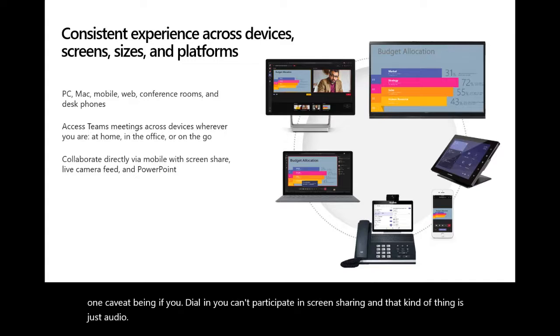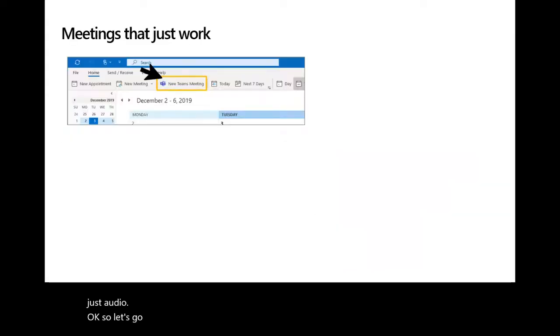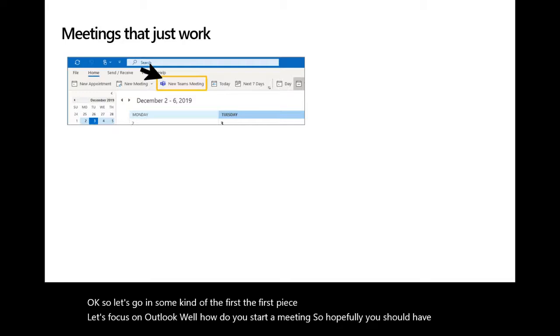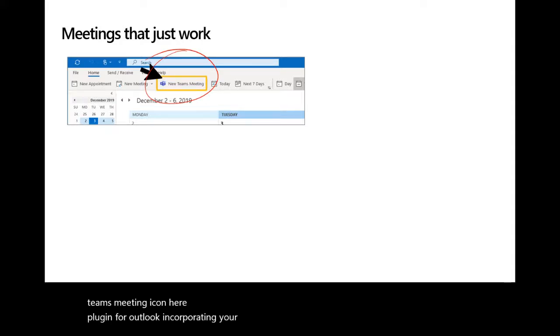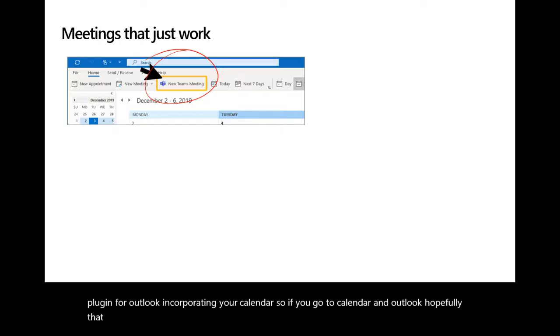Okay, so let's go in the first piece. Let's focus on Outlook. How do you start a meeting? Hopefully you should have this Teams meeting icon here, plugin for Outlook, incorporated in your calendar. So if you go to Calendar in Outlook, hopefully that pops up at the top. If not, you just need to get it integrated into Outlook. That's something you can do individually, or that maybe IT needs to push out.